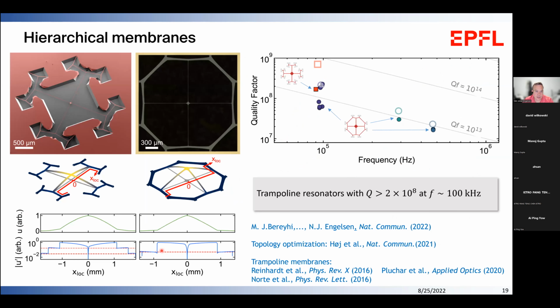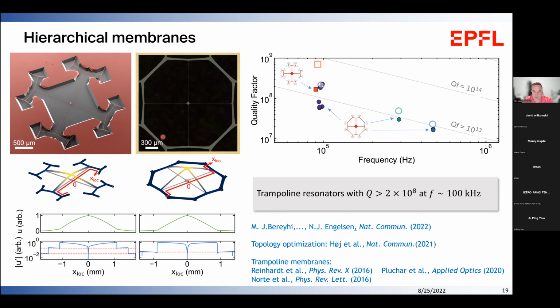So we also use this hierarchical principle to make membranes. Membranes have the advantage over strings that they're very easy to interrogate optically inside the Fabry-Perot cavity. So the most trivial extension is to just take 2 binary trees and cross them and put a little pad in the middle. This also turns out to be the highest quality factor design, but it's very hard to fabricate. It breaks quite easily during the fabrication.